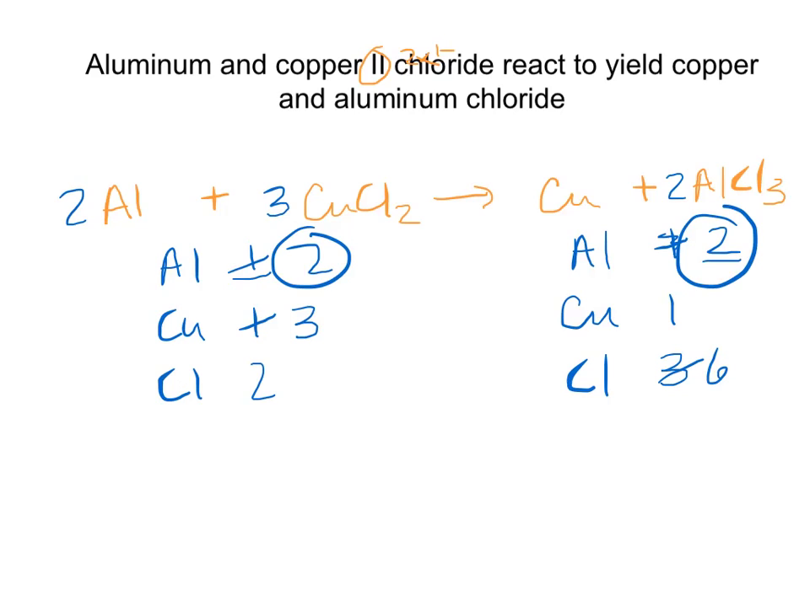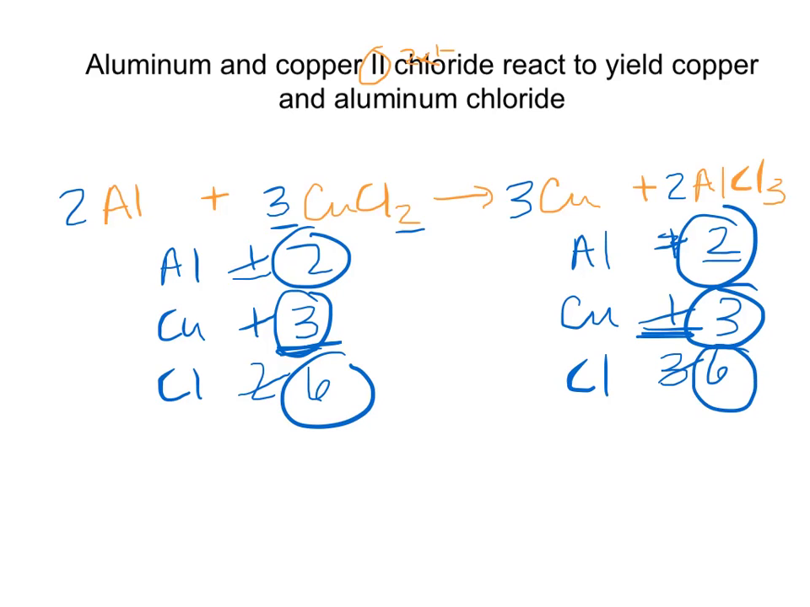But I still have an unequal number of copper atoms on each side: 3 and then 1. Oh, I just noticed something I should have done a second ago. There were 6 chlorines on this side because 3 times 2 was 6, and I didn't change that. So let's come back to this copper. I've got 3 on the reactant side and only 1 on the product side, so I need to put a coefficient of 3 in front. Now this will give me 3. Now it's the same, 6 and 6.